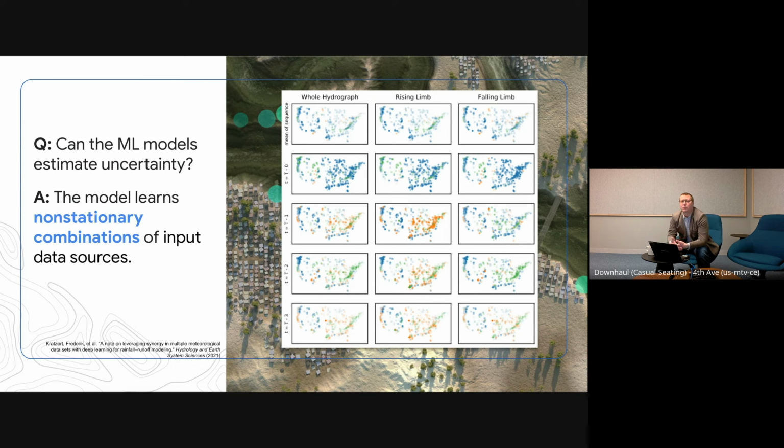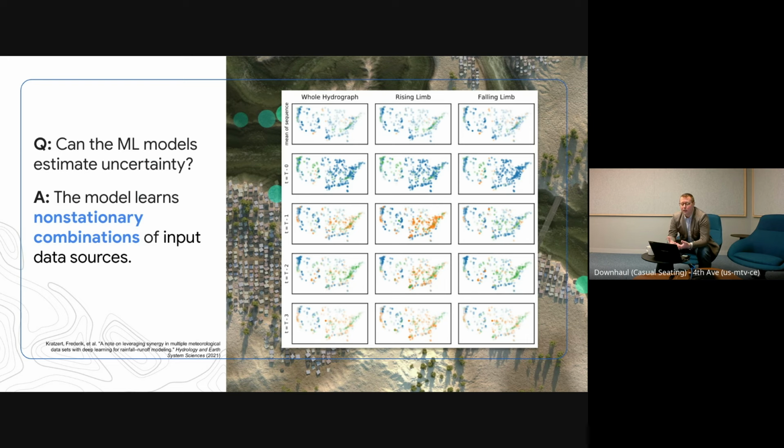learns to listen to different precipitation products in different amounts over different areas and during different hydrological regimes, rising or falling. So we can play games like this and kind of understand what the model's doing as it relates to using different inputs.